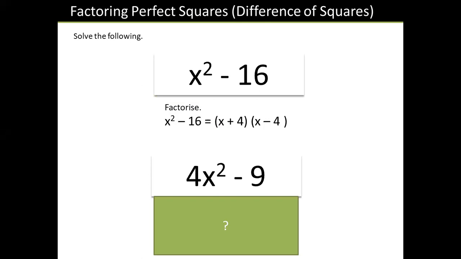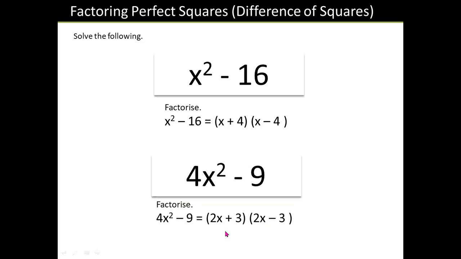And then we have 4x squared: 4 is a perfect square, x squared is a perfect square, 9 is a perfect square. So if we try to factor it out, that is 2x plus 3 and 2x minus 3. All right, so that was what we did last time.